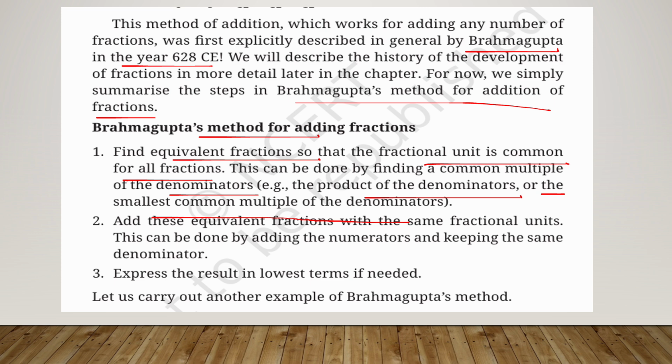So this can be done by finding a common multiple of the denominators. How do you find the common multiple of denominators? Either by taking the product of the denominators, or you take the smallest common multiple, or LCM, of the denominators. Add these equivalent fractions with the same fractional units. This can be done by adding the numerators and keeping the same denominator. Express the result in lowest terms if needed. If needed, you can simplify the result.